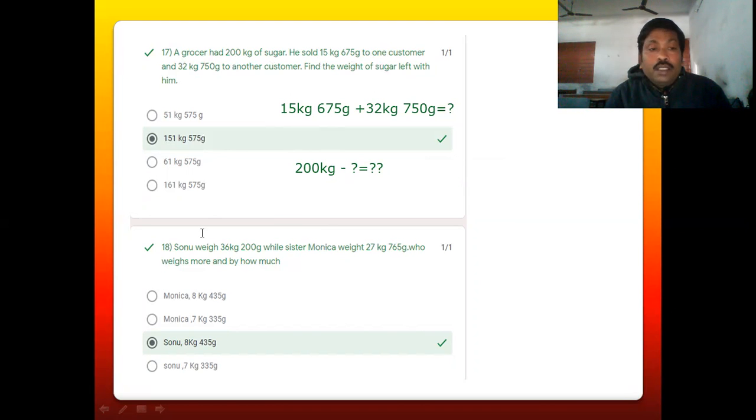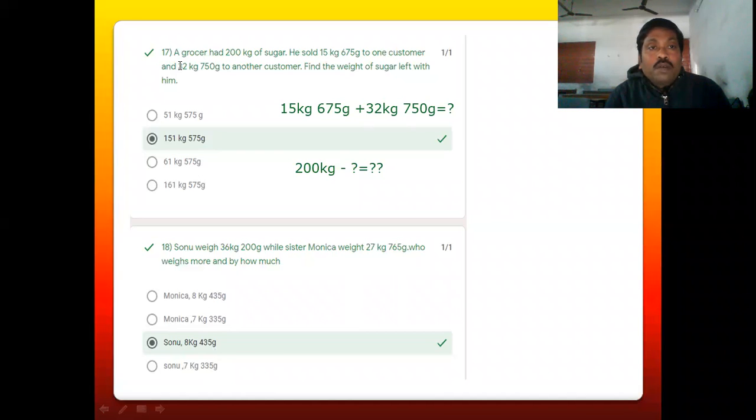And now question number 18. Sonu weighs 36 kg 200 gram, while sister Monica weighs 27 kg 765 gram. Who weighs more and by how much? So to compare these two weights, Sonu and Monica, we see that Sonu has the greater weight. When we subtract 27 kg 765 gram from 36 kg 200 gram, we will get 8 kg 435 gram.